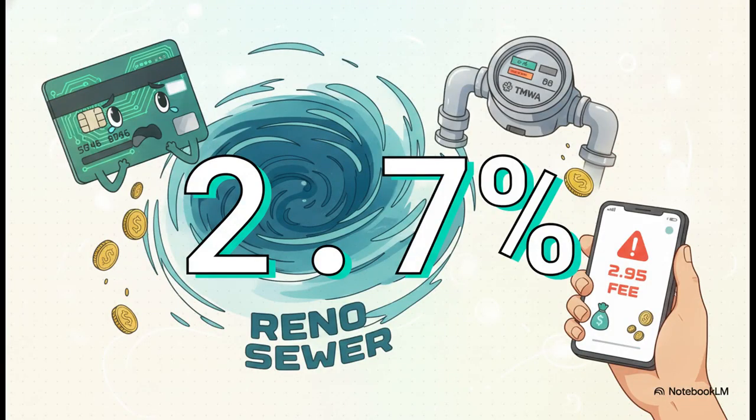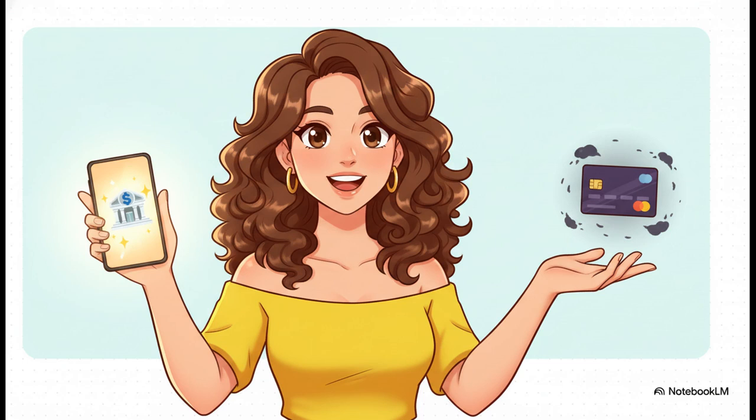2.7%. That is the merchant processing fee the City of Reno currently charges for sewer bills. I mean, think about it. If you pay a $760 annual bill with a credit card, you are handing over $20 just for the privilege of using plastic. Ouch. TMWA also charges a flat $295 surcharge for card payments, and let me tell you, it adds up fast. But here's the good news.